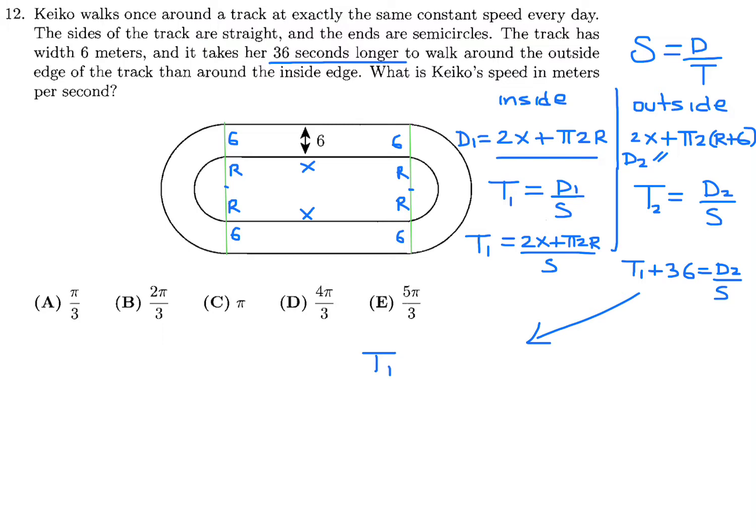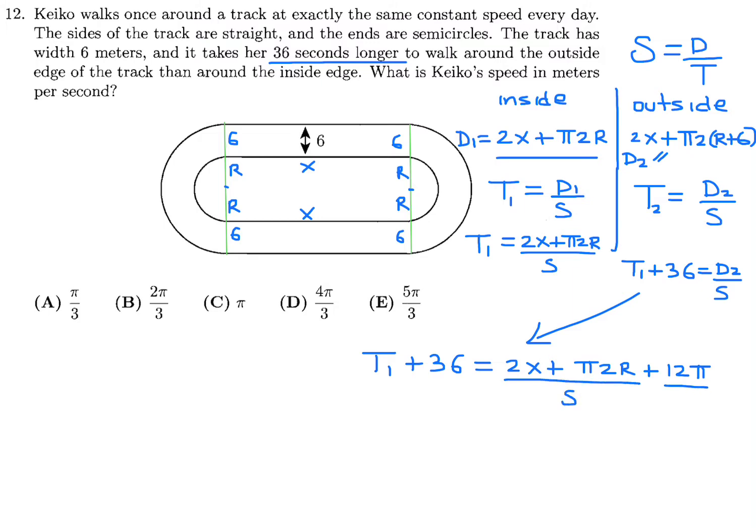T1 plus 36 is equal to D2 over S. Well, D2 is this guy right up here, and that is 2x plus, let's multiply it out, 2 pi 2r plus 12 pi. And that's all over S.